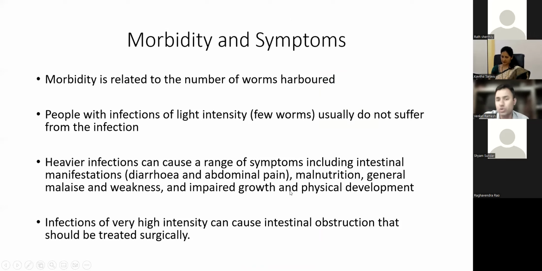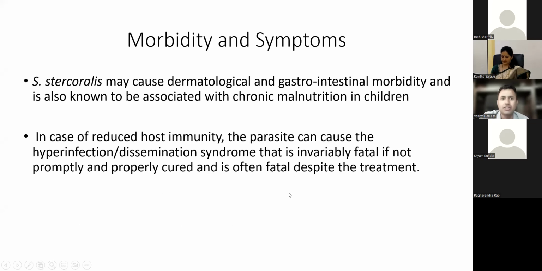The Ascaris roundworm can migrate to various locations. It can cause cholecystitis, cholangitis, pancreatitis, intrahepatic abscesses rarely. It can also cause volvulus, intussusception, intestinal obstruction if it is pretty large.